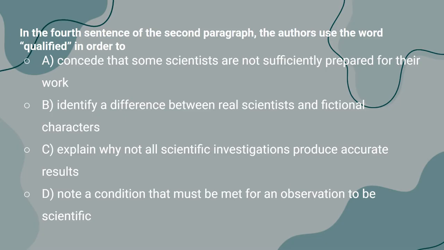C, explain why not all scientific investigations produce accurate results. Not terrible. Or D, note a condition that must be met for an observation to be scientific. So I think the best answer is probably going to be D here. And the reason why I'm saying that is because it's all about connotative versus denotative. In any question that says the author's use of the word blank in order to, it's not about denotative meanings. It's very rare that it's going to be a denotative thing. It's mostly going to be connotative.